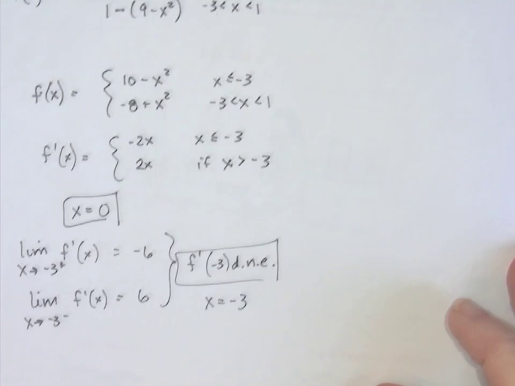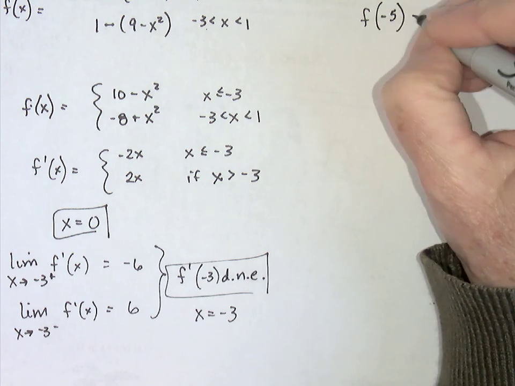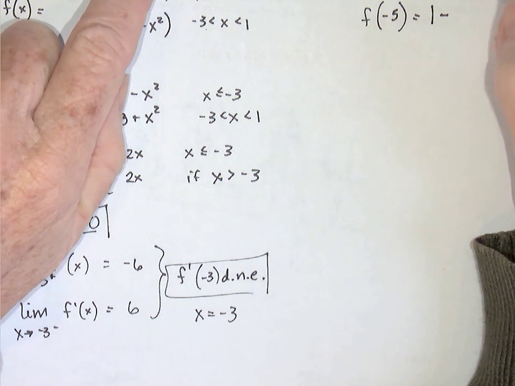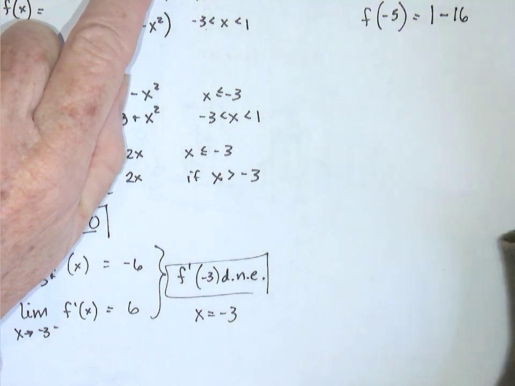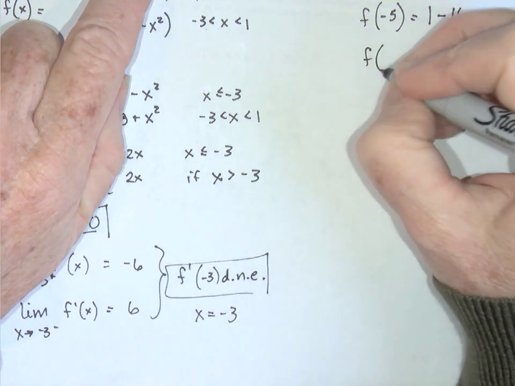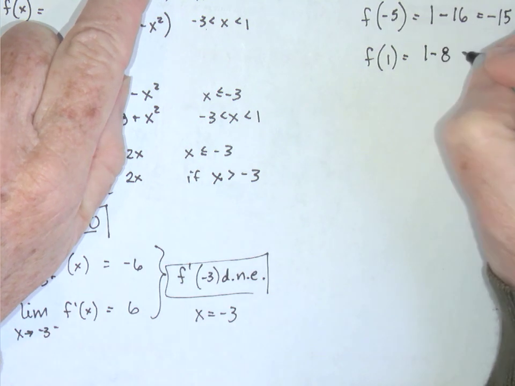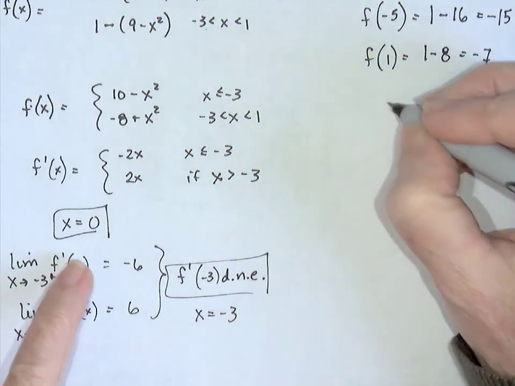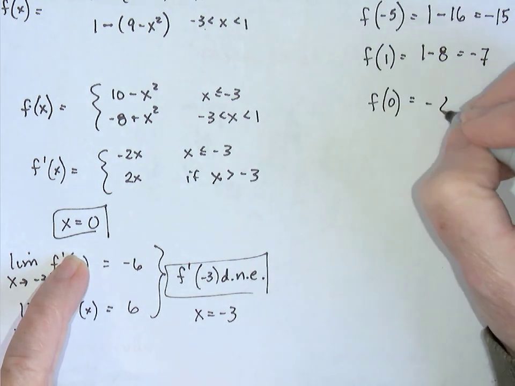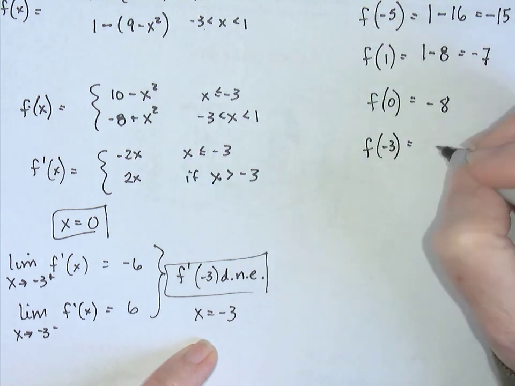Okay, so let's do our work. Let's test our endpoints. f of -5 is going to give us 1 minus the absolute value of 9 minus 25, which is -16, so we take the absolute value of -16. That's going to give me -15. If I plug a 1 in, that's going to give me 1 minus the absolute value of 8, which is 8, which is -7. If I plug a 0 in, that's going to give me just 1 minus 9. If I plug a -3 in, that's going to give me 1 minus 0, so that's 1.